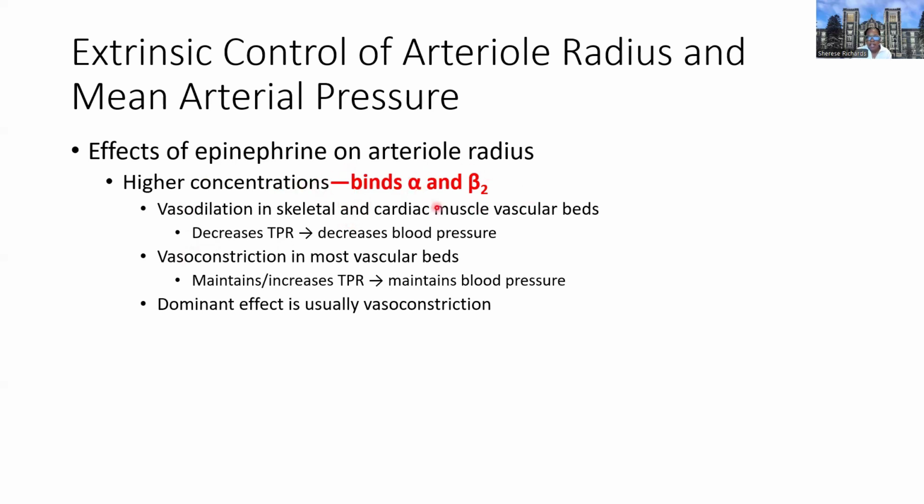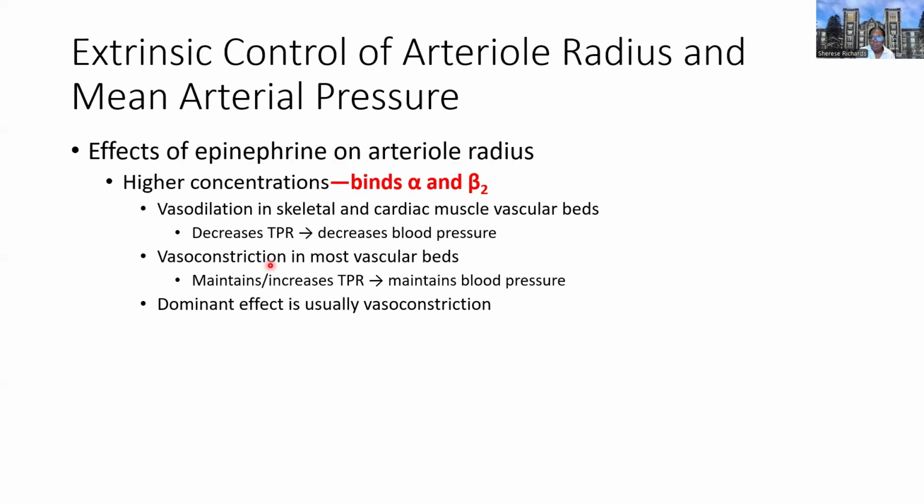So both alpha and beta 2. The response that we'll see for vasodilation at the beta 2 is going to be decreasing total peripheral resistance, decreasing blood pressure, and then the response that we see when it binds alpha receptors is vasoconstriction. This is at most vascular beds. So beta 2 is only skeletal muscle and cardiac muscle. Alpha is pretty much everywhere. It's a bit more widespread.